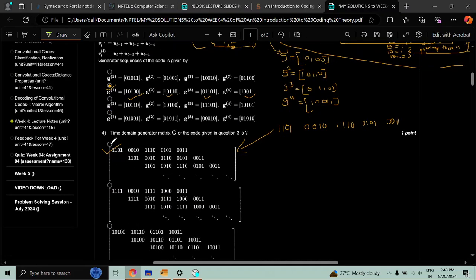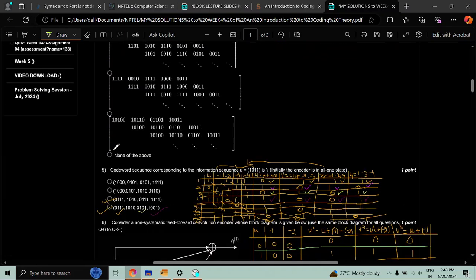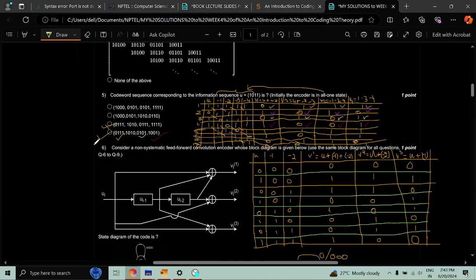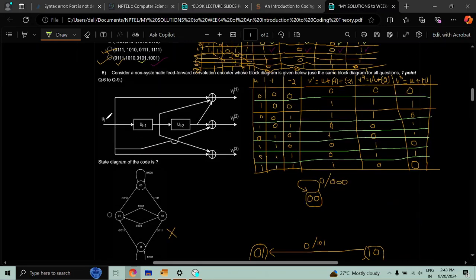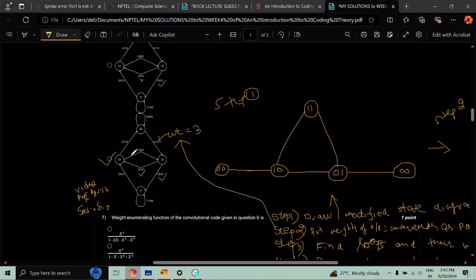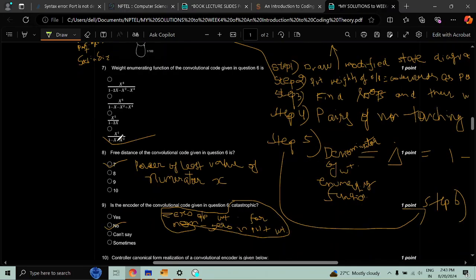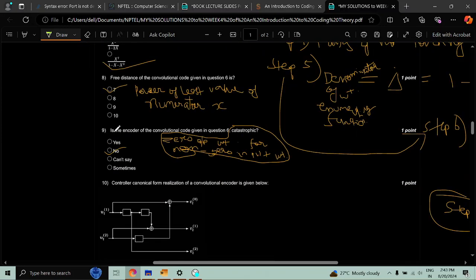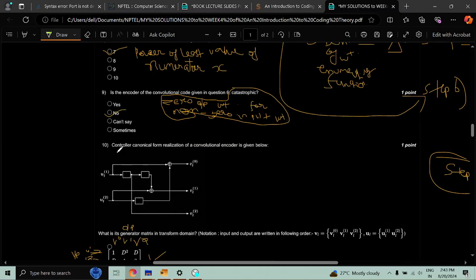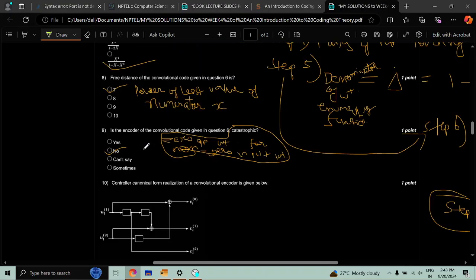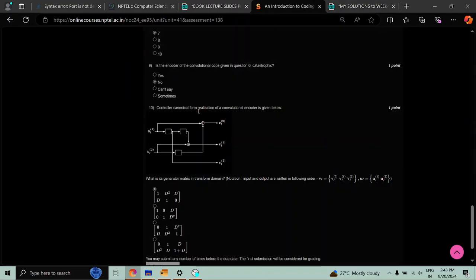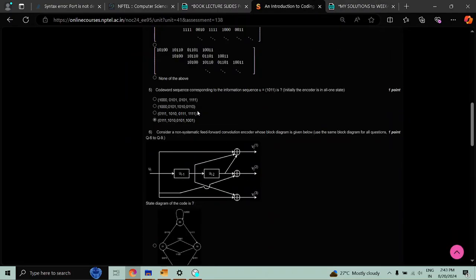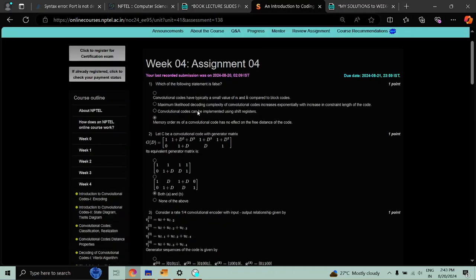Question 4, answer is option A. Question 5, answer is option 4. Question 6, option 4. Question 7, option 4. Question 8, option A. Question 9, option B. Question 10, option A. Now, this is what I have marked on my answers.